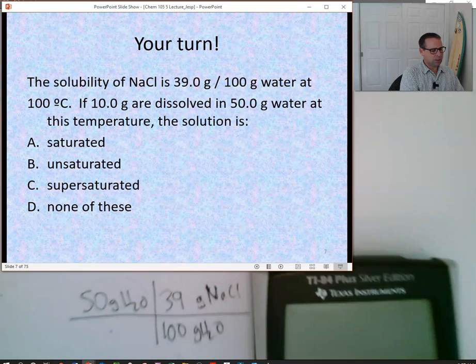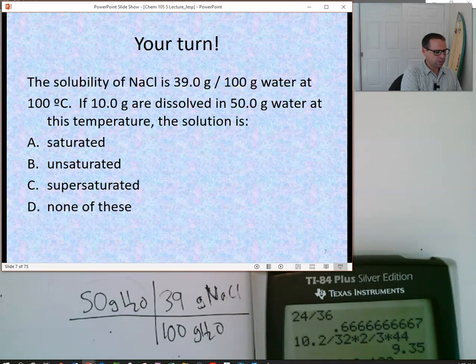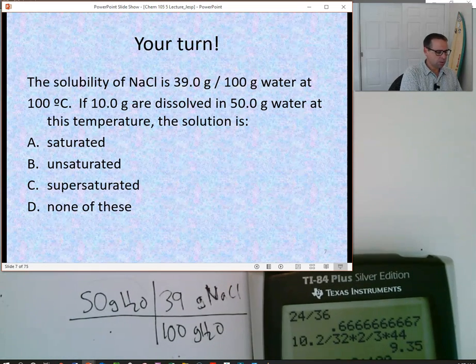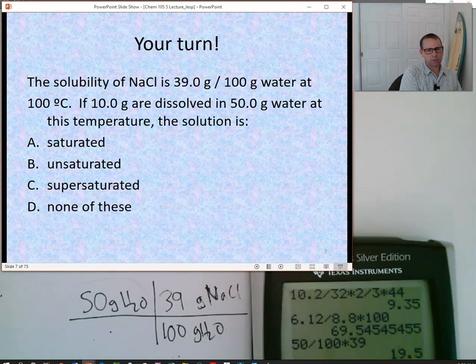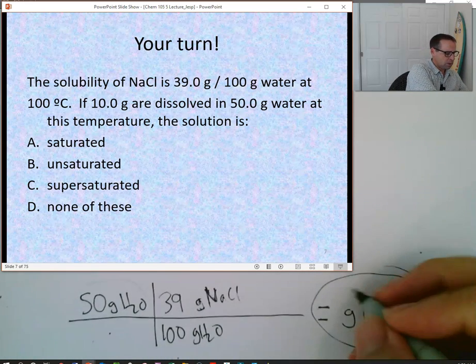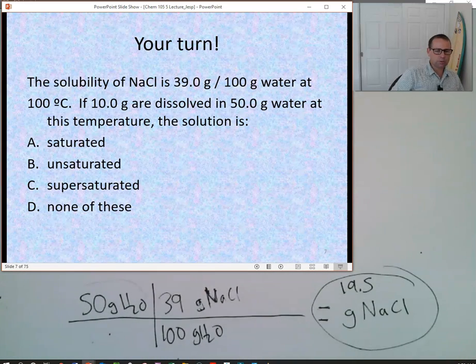So, calculator: 50 divided by 100 times 39 is 19.5. So that means what? What have we found out? 19.5 grams of sodium chloride can be dissolved in 50 grams of water. You see that?